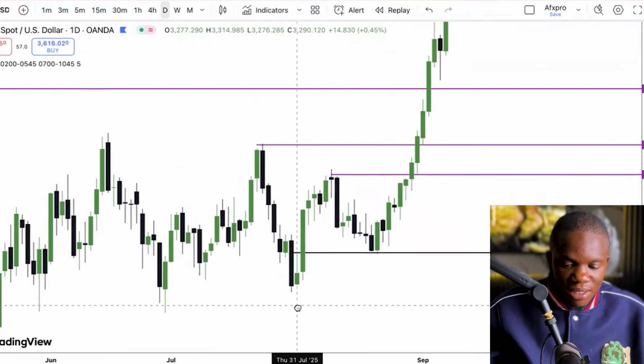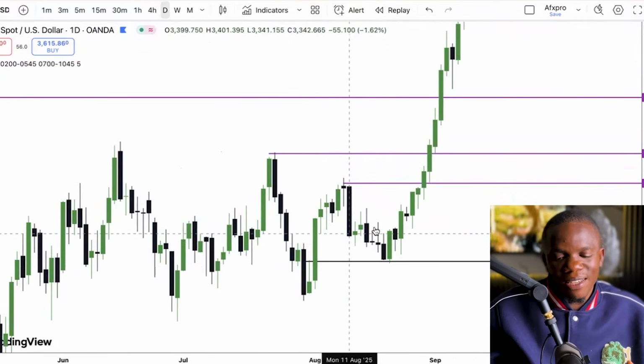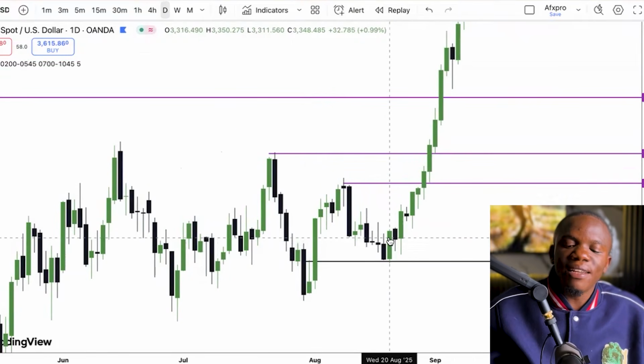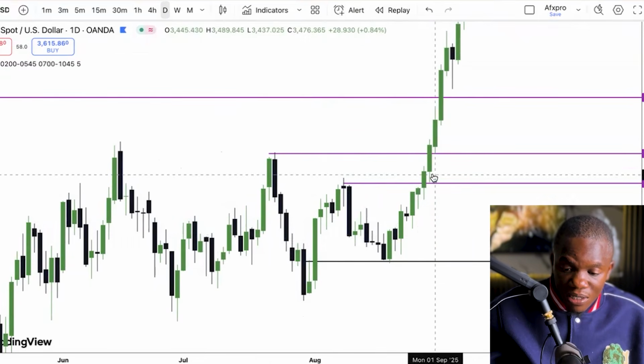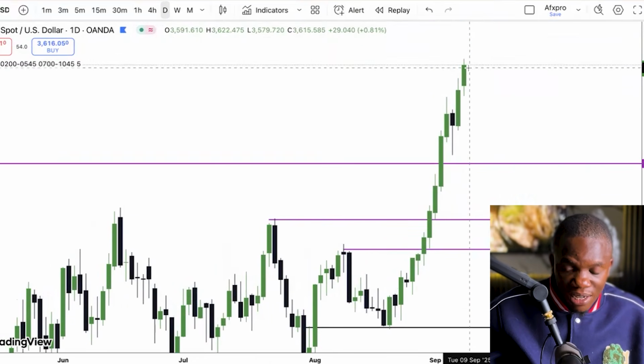Why wait for the buying opportunity? Now, take a look. It doesn't even take up to 4 or 5 days. Then the buying opportunity came in, and then the market has been bullish all the way to this very level.